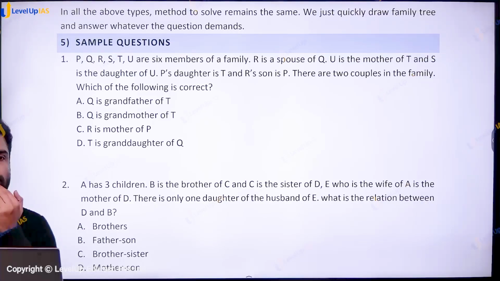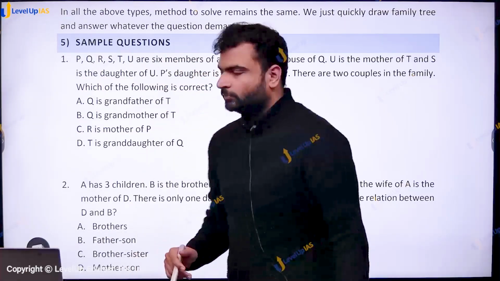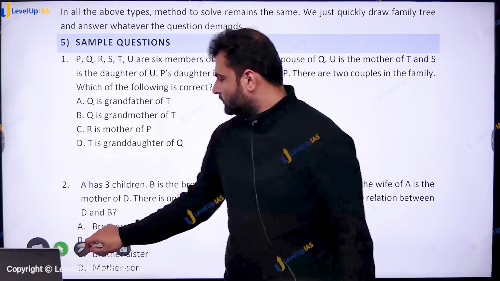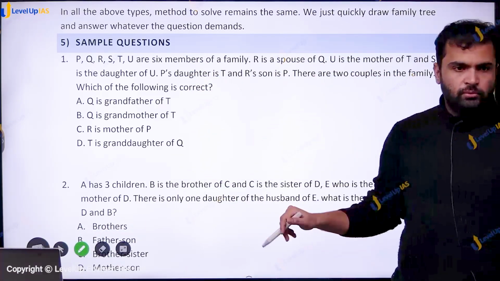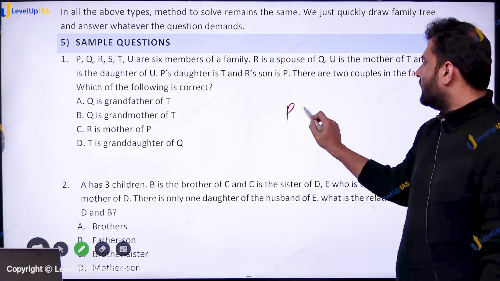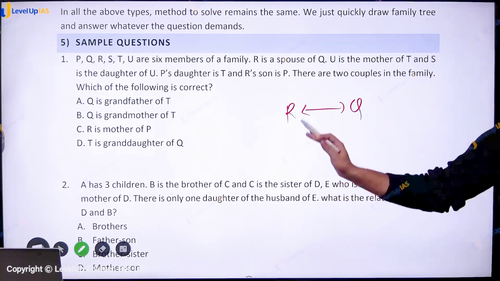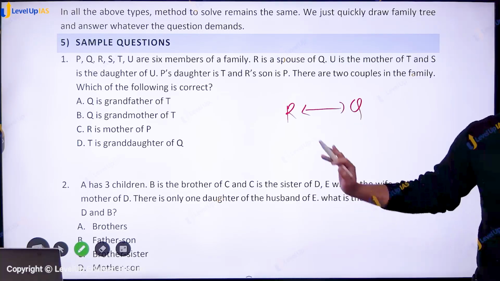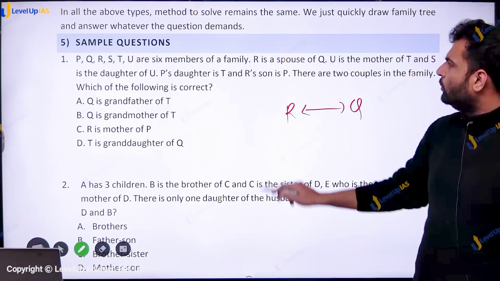फैमिली ट्री ड्रॉ हो गया। What is the answer? D. पक्का? ओके, let us draw the family tree. R is spouse of Q, fine, R is spouse of Q, we don't know the genders but R is spouse of Q. Then let us see what information we have more about R और Q.